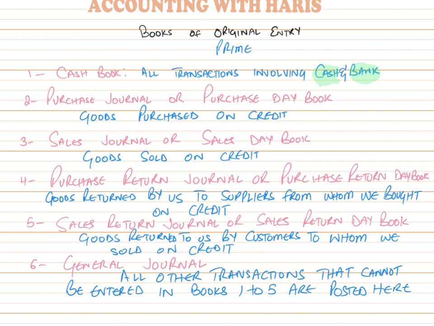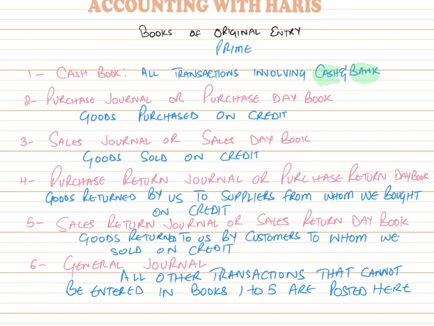Talking about the second day book, the second day book is the purchase journal or purchase day book. Here we record all goods purchased on credit. So if we bought goods on credit from our suppliers, then we will record those transactions over here. Please remember two keywords: first, it should be goods, and second, we should have bought on credit, because if we would have purchased them on a cash basis, we would have recorded them in the cash book. Only if we are buying on credit will we record in the purchases journal.